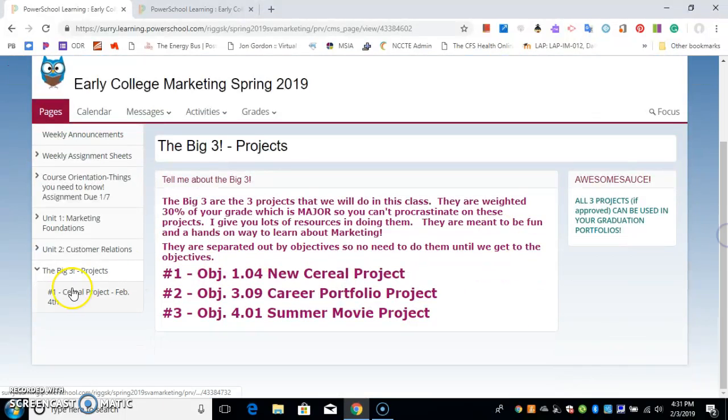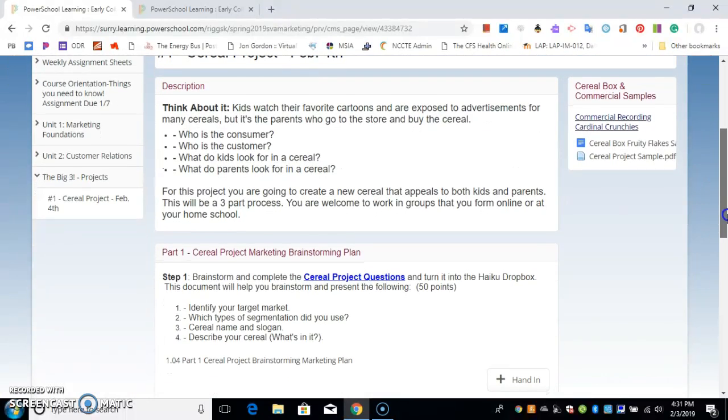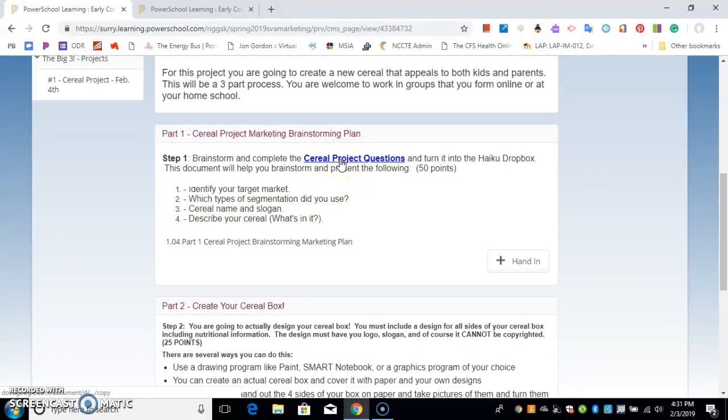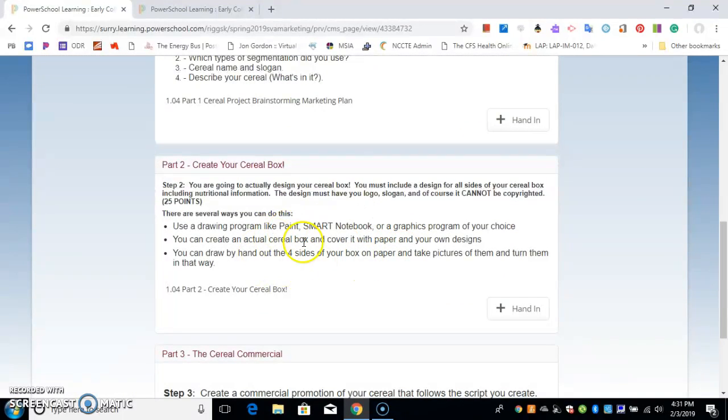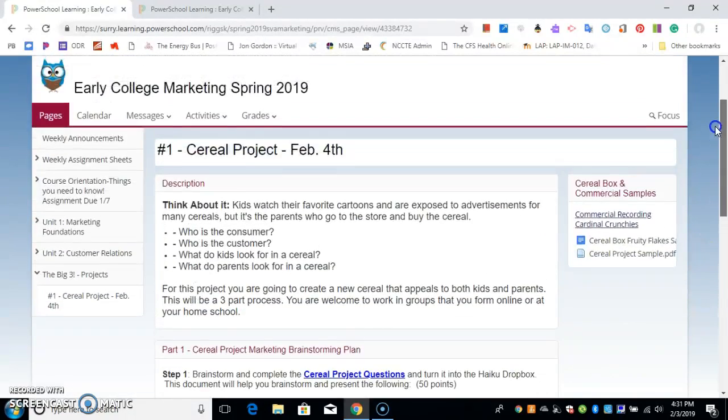Do not be scared of this serial project. It is not hard. It's laid out fairly well for you. The first part, the serial questions, you just make this copy, fill it out, and turn it in here. Your serial box can be drawn by hand. You can make it an actual serial box, whatever you want to do, and turn that in there. And then your commercial can be a written script. It can be a video. It can be a PowerPoint with a side-by-side of what's going to happen in your commercial. So that is all due the 4th.